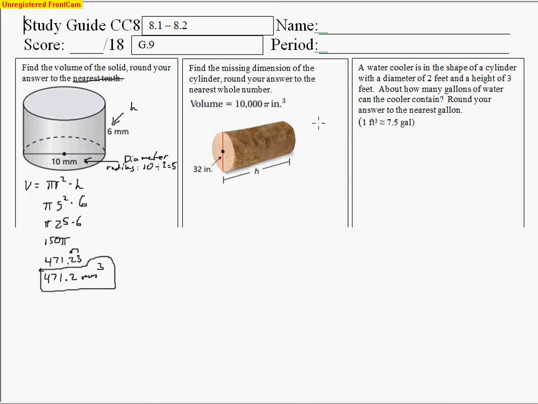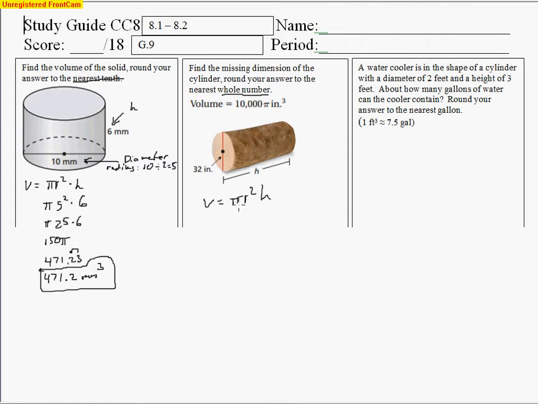Looking at our next problem, we're trying to find the missing dimension of the cylinder. Round your answer to the nearest whole number. They give us the volume, and we're trying to find the height. Here's our formula again: volume equals pi r squared h.